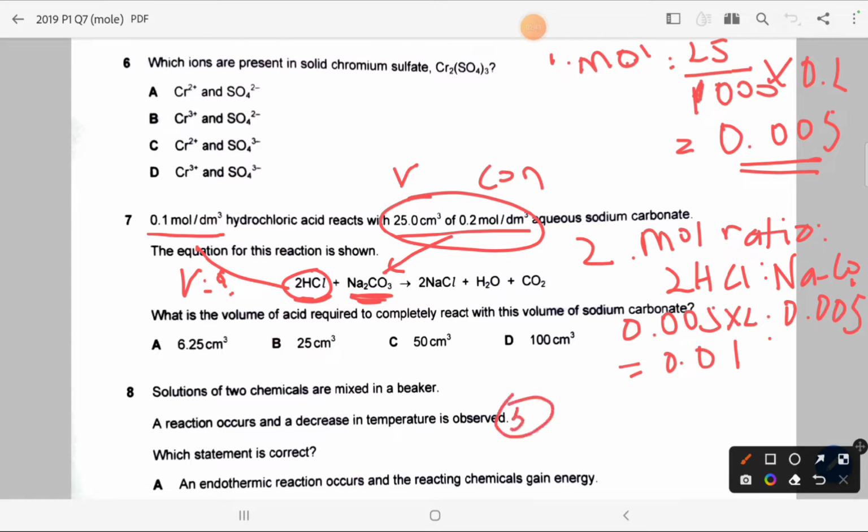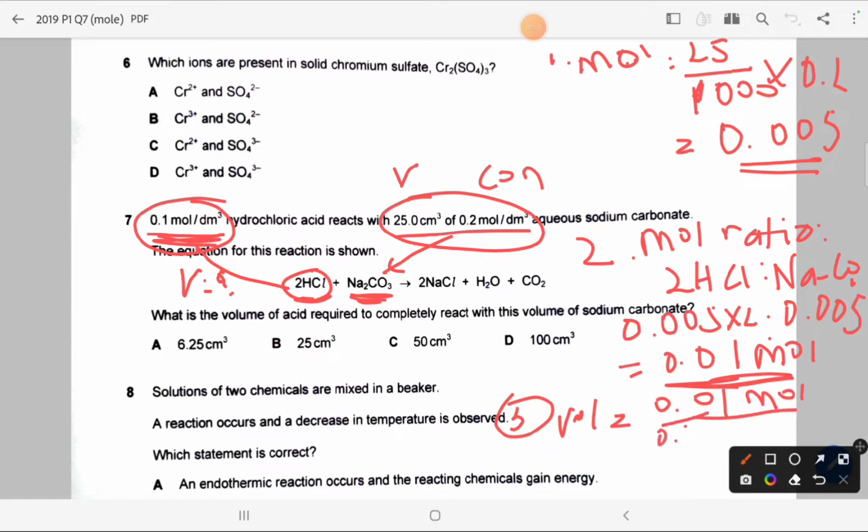And then the third step is to find out the volume. If you look at the unit, for the HCl you have 0.01 mole, and you are also given 0.1 mole per dm cube. So mole and mole per dm cube, how do you find volume? The unit for volume is dm cube. So obviously you have to divide this number by this number: 0.01 divided by 0.1 mole per dm cube. So volume is 0.01 mole divided by 0.1 mole per dm cube, and you will get 0.1 dm cube.